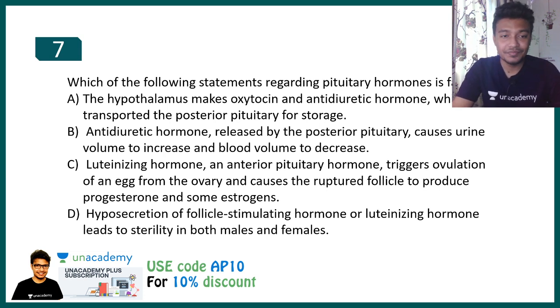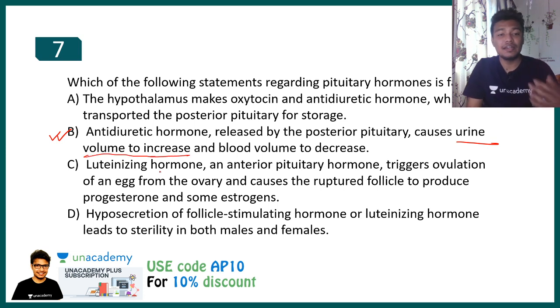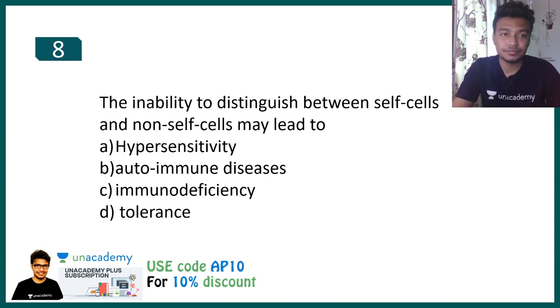So if you have guessed the correct option properly, then it would be B. It does not increase urine volume. Moreover, ADH, or antidiuretic hormone, helps to concentrate the urine. So this function is misrepresented. So option B would be the correct option.